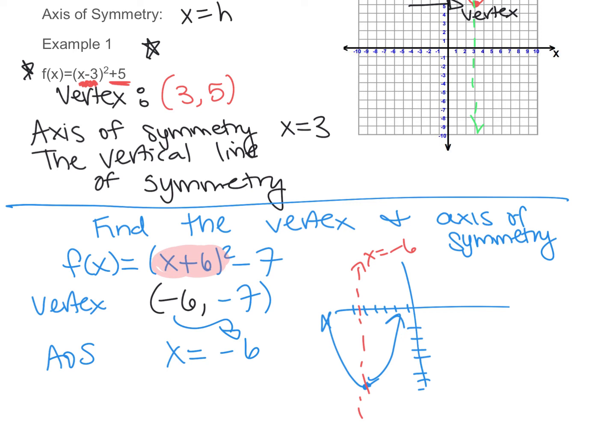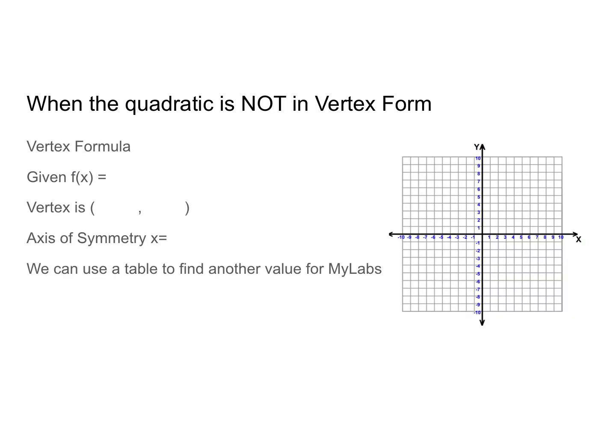Okay, we're going to go ahead and move into what happens when the quadratic is not in vertex form. So I want to show you what that looks like. Is it okay for me to click? You guys are good? Okay. So when the quadratic is not in vertex form, that would imply that it is in standard form. Okay, so I'm going to give you the vertex formula.